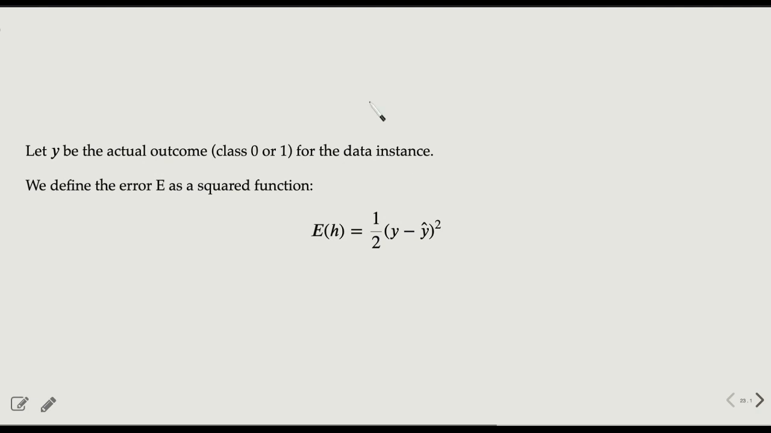Now, how do we learn the weights? Now that we have a prediction, we can compare the predicted value y hat to the actual y value, the actual class of the data instance. Depending on whether the actual class is 0 or 1, we can compute the error. Here we define the error E as a square error: the square of the difference between the actual value and the predicted value, divided by 2.